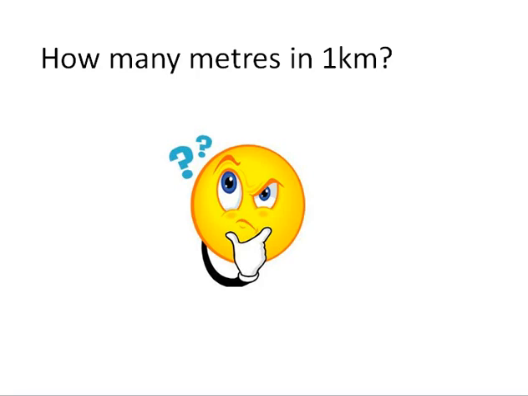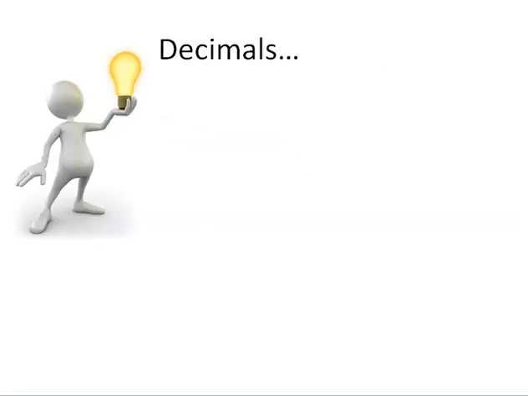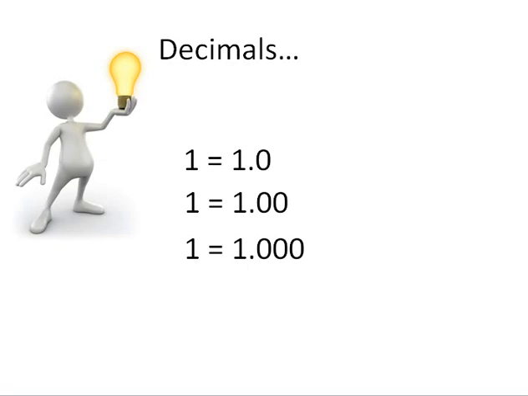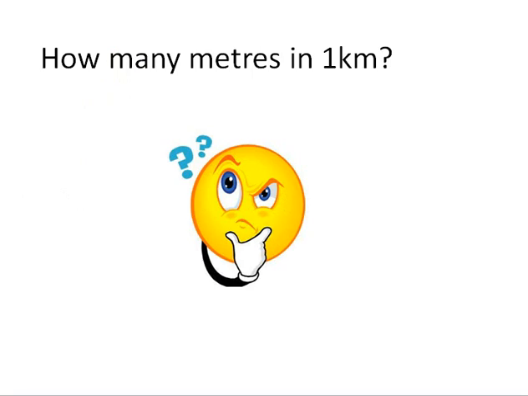Well, while looking at this, you need to be able to understand decimals as well. So for decimals, everyone knows, or you should know, 1 is the same as 1.0. And it's the same as 1.00. It's the same as 1.000. It's the same for 2 and 10 and any other whole number that you can think of. Even decimal numbers keep on going all the way with 0s at the end. So the question, how many meters in 1 kilometer?